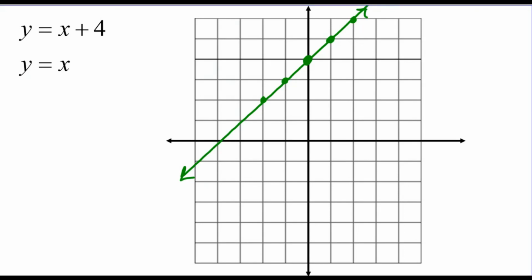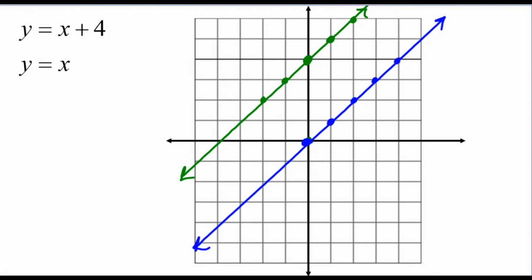And my second equation is in slope-intercept form, y equals x. This has a y-intercept of 0. I'll use a different color. And a slope of 1, up 1 over 1. And maybe you've already noticed this is a problem. These two equations have the same slope, but a different y-intercept.